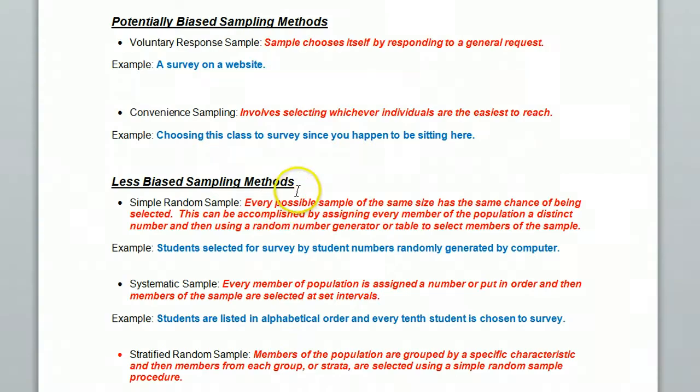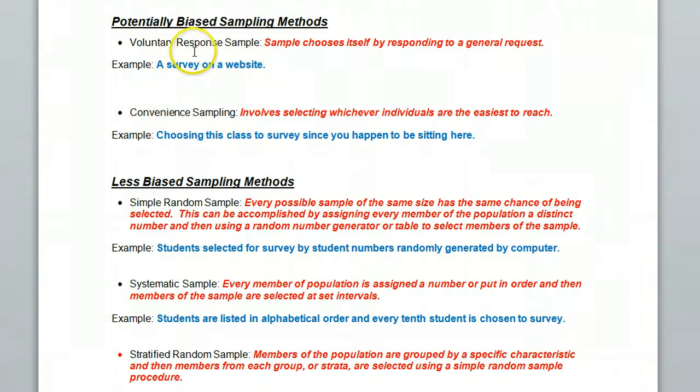Before we get to problem number one, a review of this basic sampling vocabulary. Remember, we learned about 6 different types of sampling, six different ways of collecting data. The first 2 here are automatically biased by their very nature.